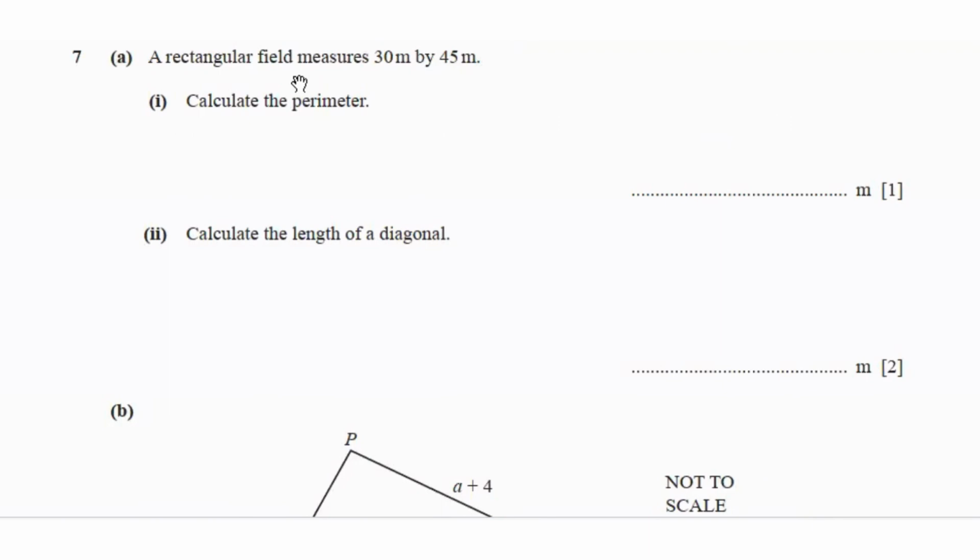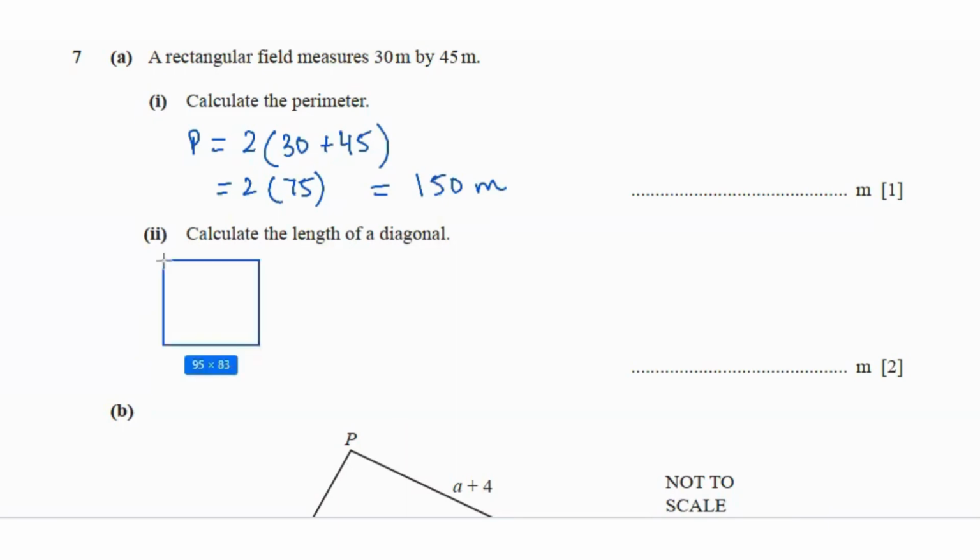Question 7 says a rectangular field measures 30 meters by 45 meters. Calculate the perimeter. So for the perimeter, we'll do 2 times the sum of 30 and 45, which is 2 times 75, and that is 150 meters. Calculate the length of the diagonal.